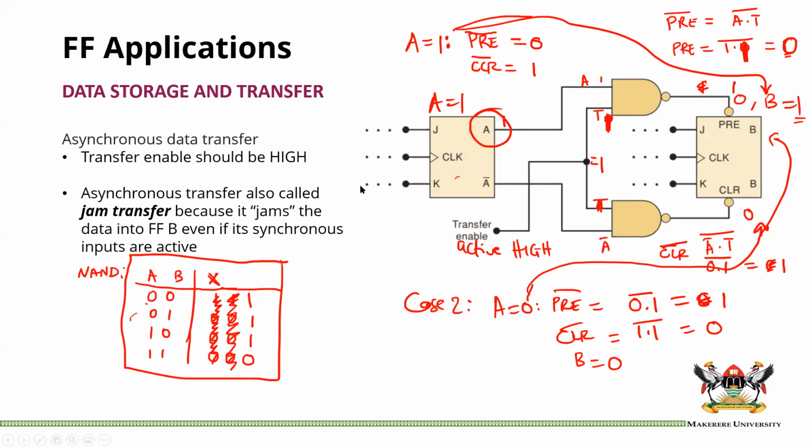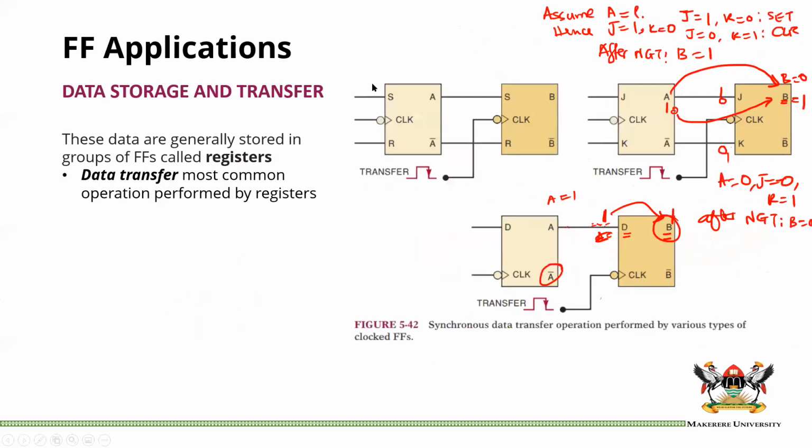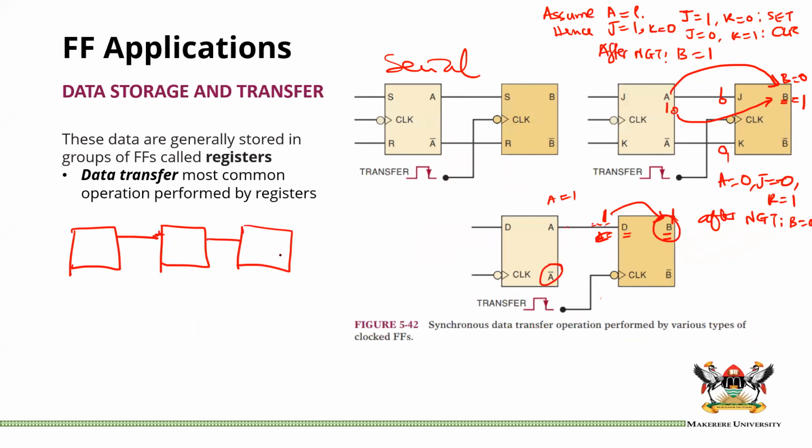Okay. Now let us look at parallel data transfer. What we have seen here is actually serial data transfer. You can see these are arranged in serial. So if I wanted to add, I can have one flip-flop connected to the next flip-flop, connected to the next flip-flop, connected to the next. I can add as many as I want, and this is serial data transfer.